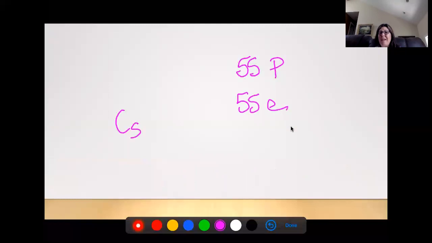All right, so hopefully this makes sense. So I can go all the way down to cesium. Cesium is atomic number 55. So it's 55 protons, 55 electrons. I'm not going to count all that. I just know that cesium is in underneath lithium, sodium, potassium, rubidium. That whole family has 1 valence electron.